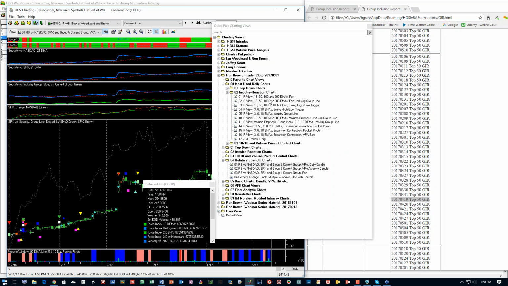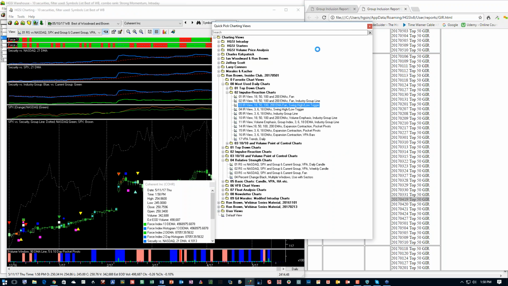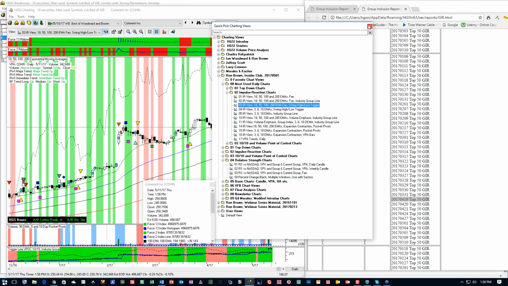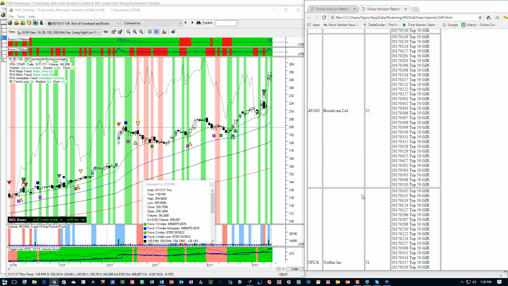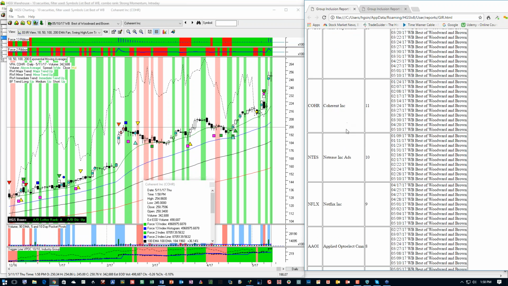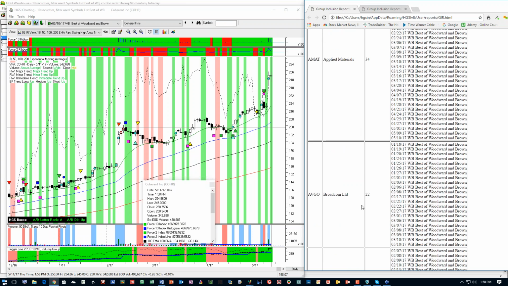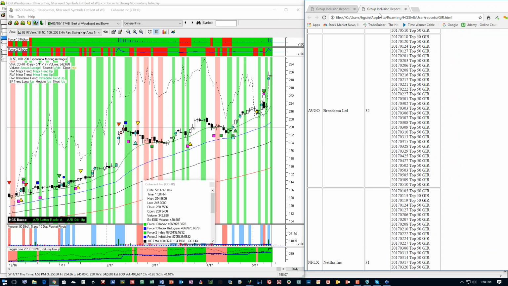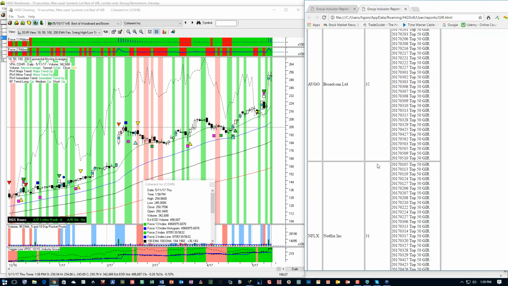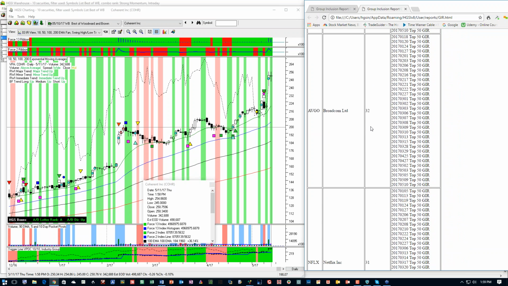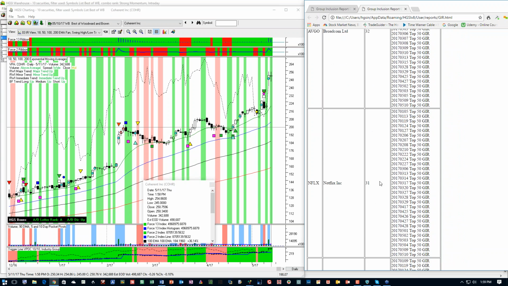Now I'm going to go back to my other chart, my swing high-low trigger chart, which I spend a lot of time looking at. And let's just look at a few more of these. There's Broadcom, 32 appearances here. And what do we have here? We had 22. So that's pretty good, being in Best of Woodward and Brown 22 times. But it was in 32 times in the top 50 group inclusion report.